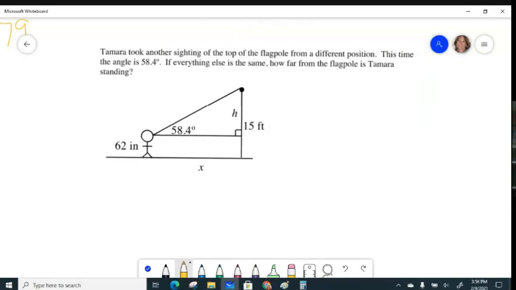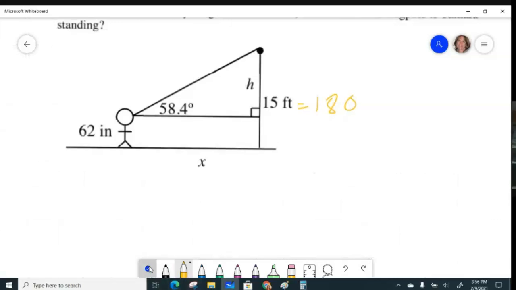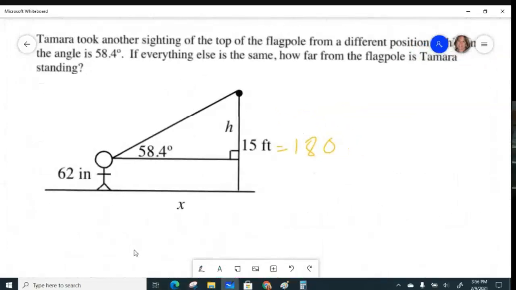All right, so before we get too far along, let's just talk about what's going on in this particular situation. So Tamara is standing and looking at a flagpole. She knows that the flagpole is 15 feet, which we just found was 180 inches. So with that, we have to remember that she's looking at this. Now, let me do something.